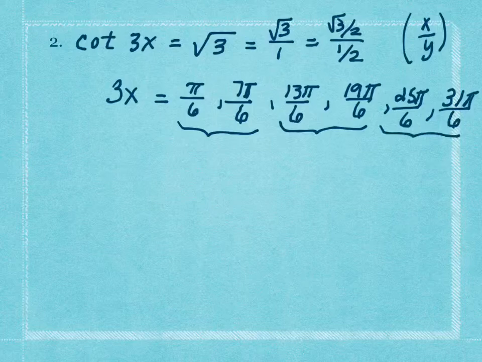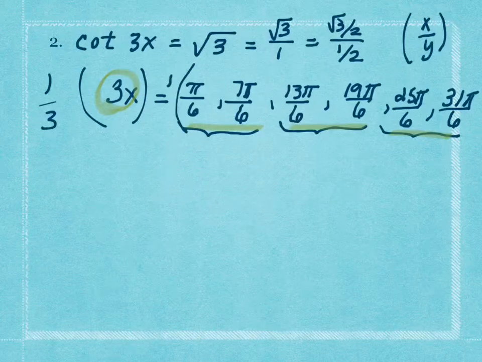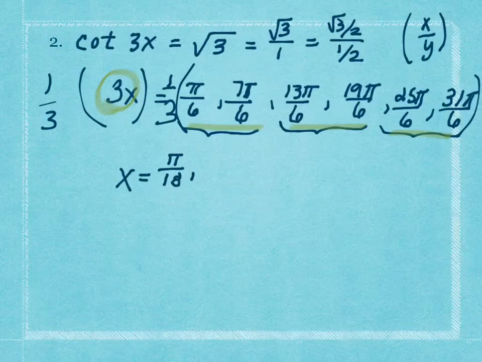Do you see how I put curly braces under these? I have 3 of these because I have a 3 here. When I divide each one of these by 3, they're going to be between 0 and 2 pi. Okay? So let's do it real quick so you can verify that I'm not lying to you. We're going to multiply by 1/3, which is the same as dividing by 3. X is equal to pi over 18, 7 pi over 18. Clearly those are between 0 and 2 pi.